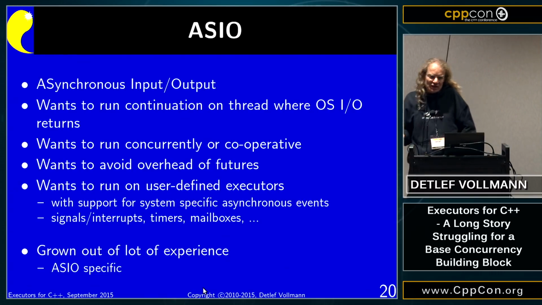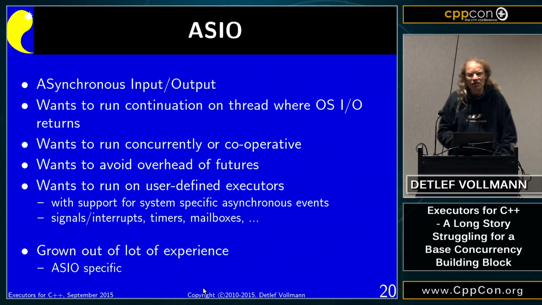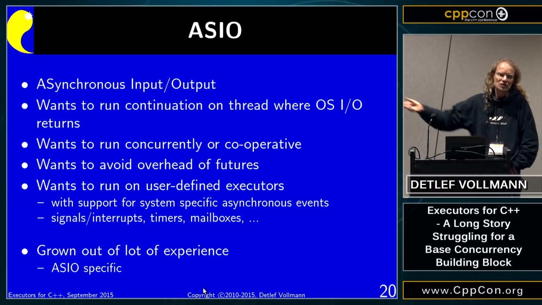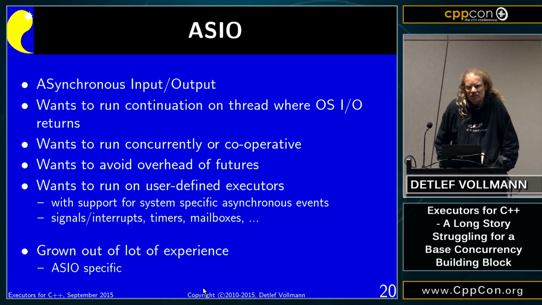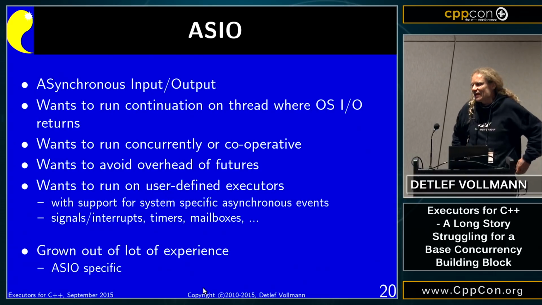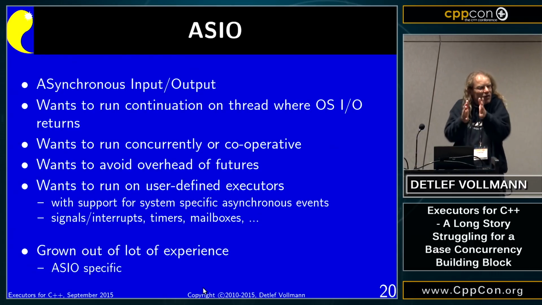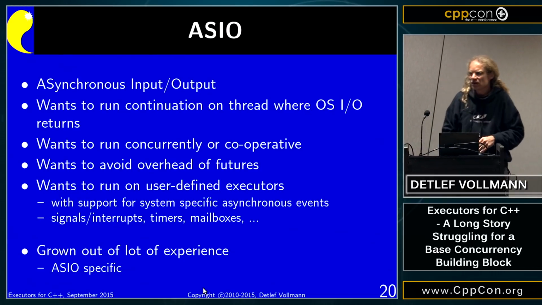And it provides its own executor, but it should also be able to run on user-defined executors, which have additional knowledge about the system and maybe additional functionality. So system-specific asynchronous events like signals, interrupts, mailboxes that you have on small embedded devices, and things like that. And this ASIO library is actually pretty old by now, and so there's a lot of experience with that one. But of course, that is very specific requirements for asynchronous input-output.